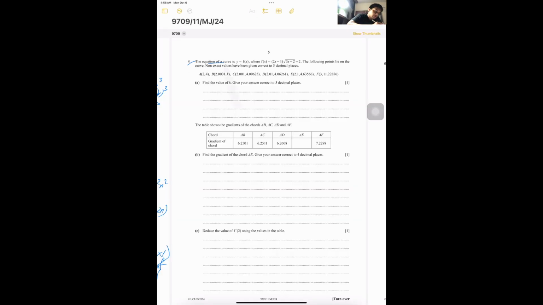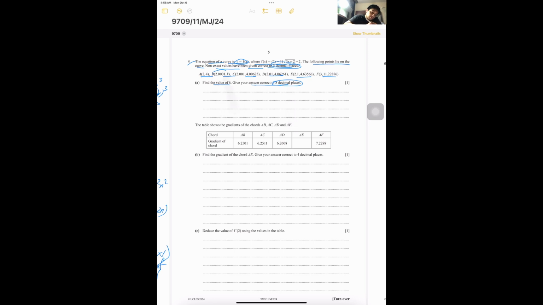Question 4. The equation of a curve is y equal to f(x), where f(x) equals (2x minus 1) root (3x minus 2) minus 2. The following points lie on the curve. Non-exact values have been given correct to 5 decimal places. So we can see the points here. Find the value of k. Give your answer to 5 decimal places.